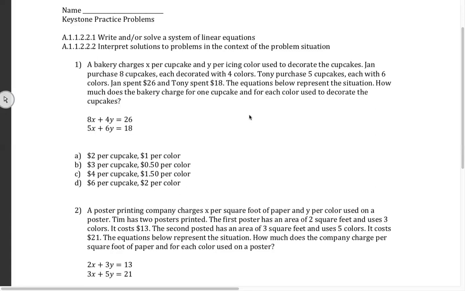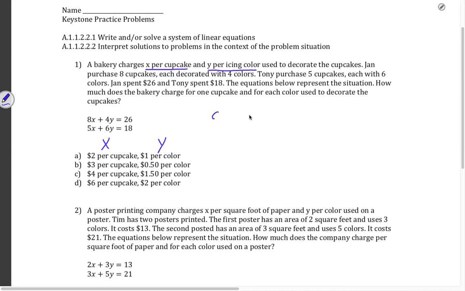So how do I go about this? All right. Well, down here we have A, B, C, and D. A says charge for a cupcake is $2 and $1 per color. So remember up here, X was for cupcakes and Y was for icing. So that column is going to be my X values and this column is my Y values.